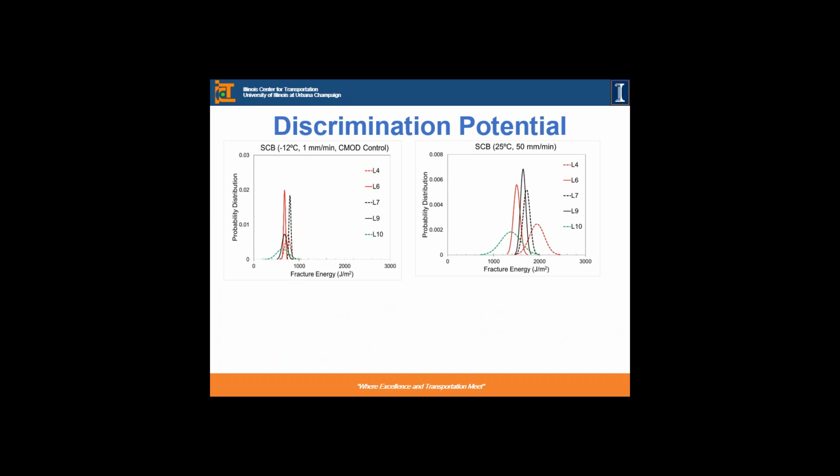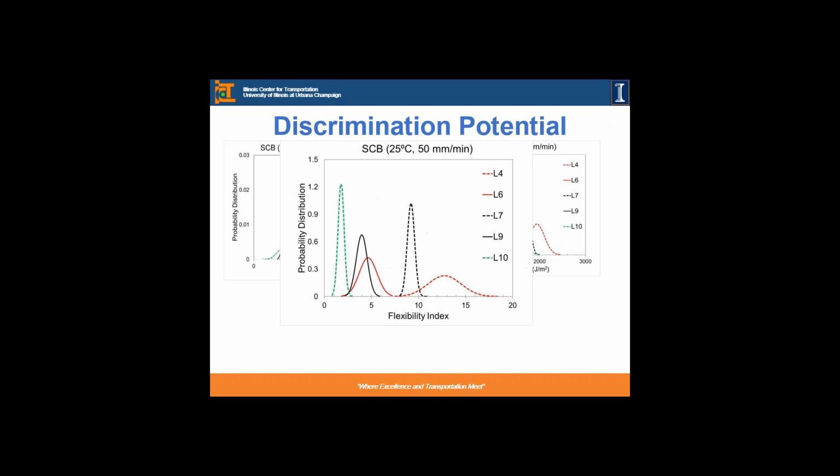And for discrimination potential, we're going back to the probability curves again. Now, if you put the flexibility index curve on top of the fracture energy curves at low and intermediate temperature, we see a greater spread in the data that shows the greater potential of the flexibility index to discriminate these mixes, which we believe are distinctly different from each other.